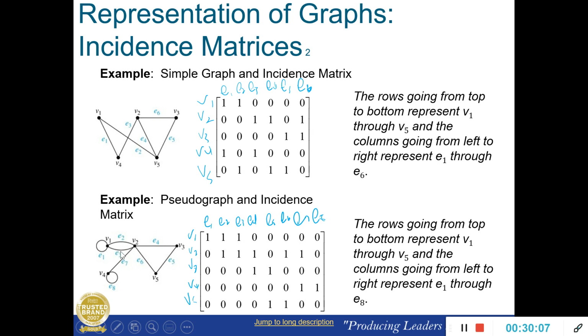So V2 is incident with E1 or not? No, V2 is not incident with E1, so you put 0 here. V2 is incident with E2, yes. V2 is incident with E3, yes. V2 is incident with E4, yes. V2 incident with E5, no. E6, yes. E7, yes. E8, no. So this is for the incident matrix. On the row you put all the vertices. On the columns you put all the edges.